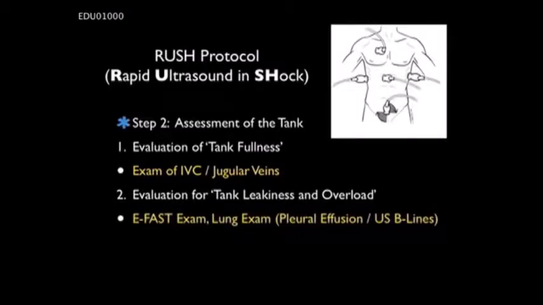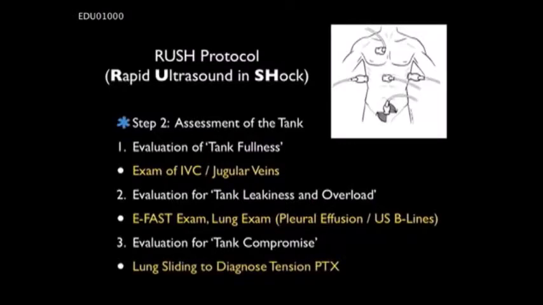Part 2, evaluation for tank leakiness and overload, is performed through examination of the extended FAST exam, looking for free fluid in the abdominal and pelvic cavities as well as in the thoracic cavity. We can also employ lung ultrasound techniques looking for pulmonary edema or ultrasound B-lines, which can signify tank overload in the appropriate patient. Last, we'll conclude with evaluation for tank compromise, in which we'll again employ lung ultrasound techniques to look for the presence of a pneumothorax. In a hypotensive patient with a positive pneumothorax, this may signify a tension pneumothorax requiring immediate decompression.